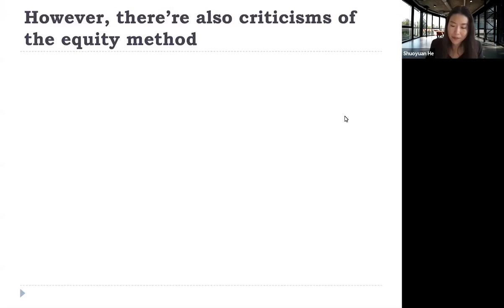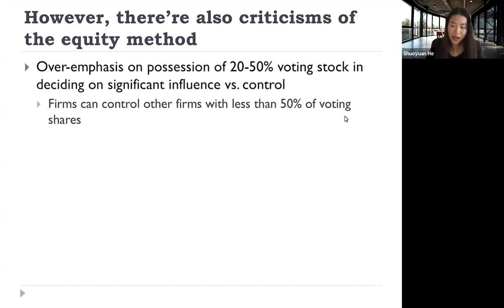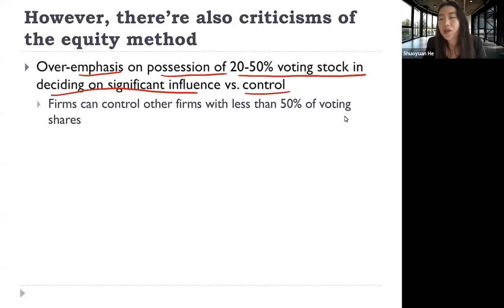also criticisms of the equity method. One of the criticisms is the overemphasis on position of 20 to 50% of voting stock in deciding on significant influence or control. As you may remember, FASB's voting stock ownership guideline for deciding whether investor has significant influence over investee or control is if investor has between 20 to 50% ownership in the investee, this will indicate investor has significant influence.